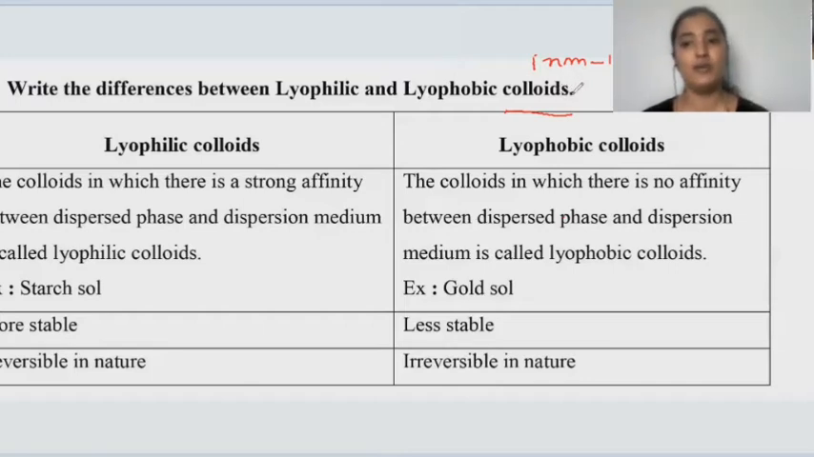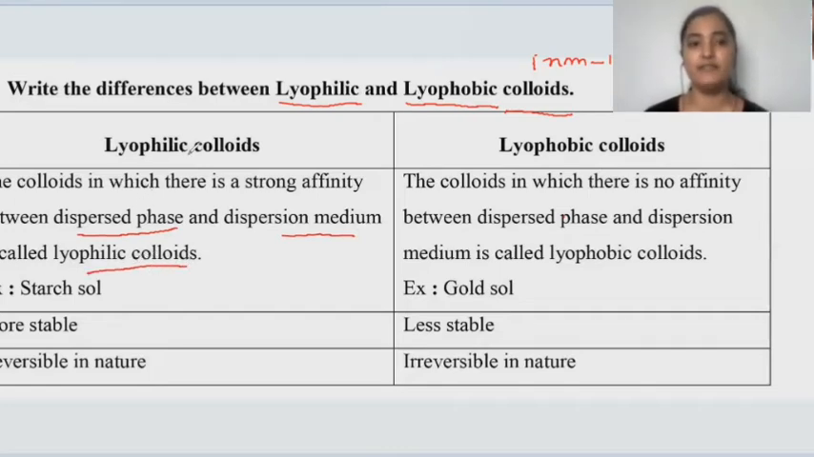Hope you got to know about what is DM and what is DP. And here, children, based on the affinity between the DM and DP, the colloids are classified into two types. One is the lyophilic colloid, the other one is the lyophobic colloid. When you think of lyophilic colloids, there is a strong affinity between the DP and DM. There is a strong force of attraction between the dispersed phase as well as the dispersion medium in the case of lyophilic colloids. And the best example for the lyophilic colloid is the starch solution.